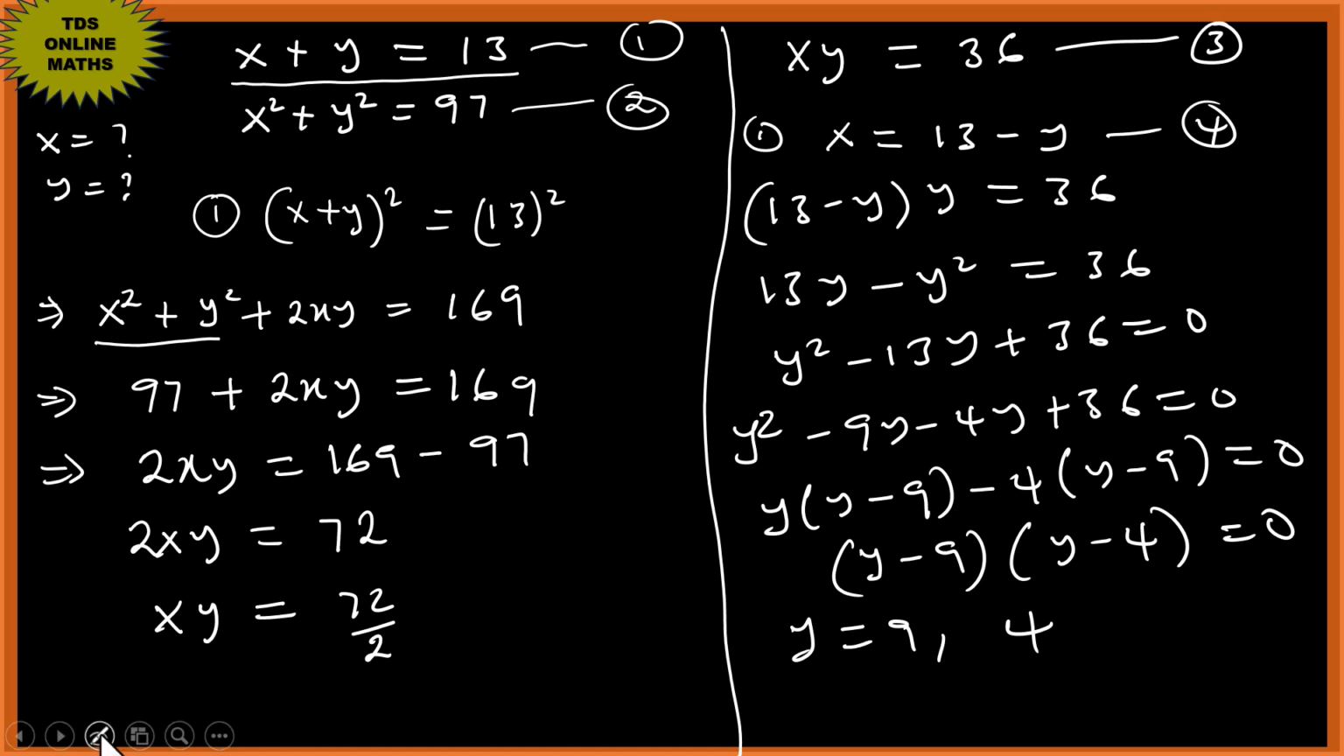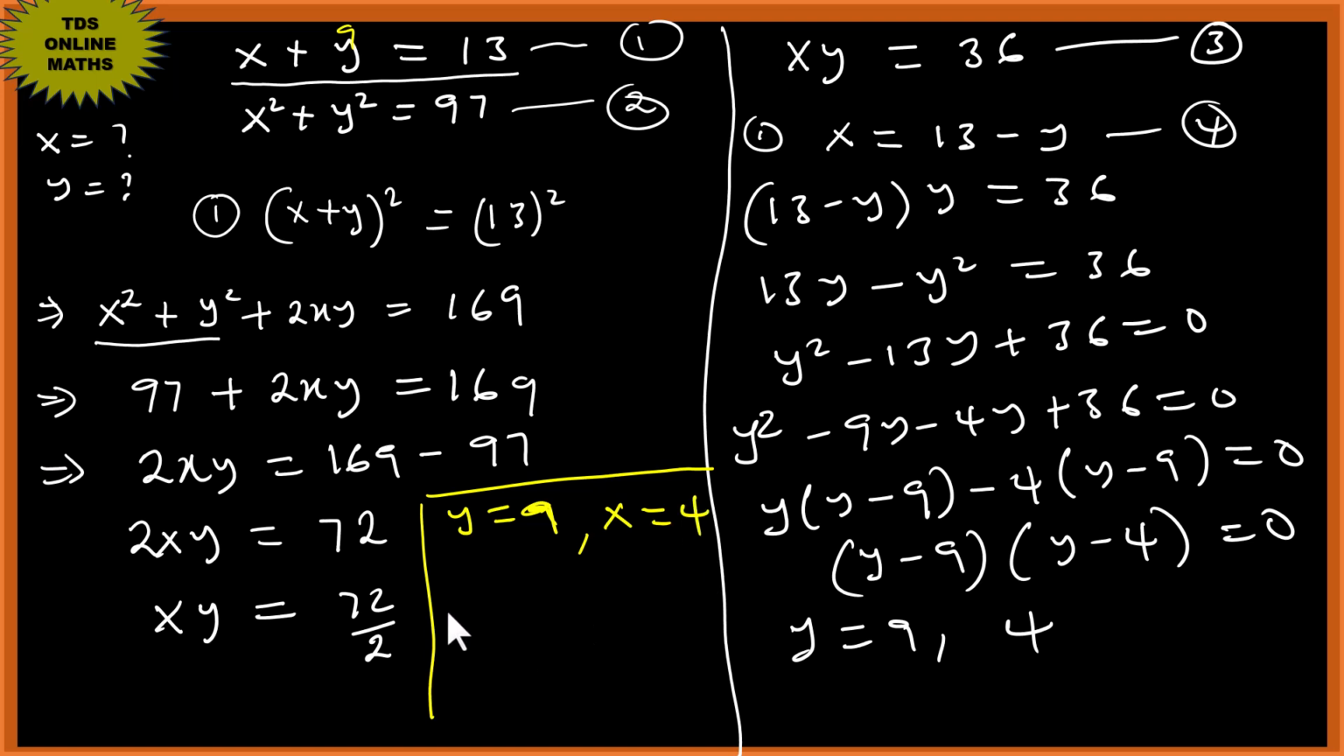So when y equals 9, when I plug in 9 here, I will get 4 for x. And when y equals 4, if I put 4 here, my x will be 9. Alright, so that's the solution to this problem.